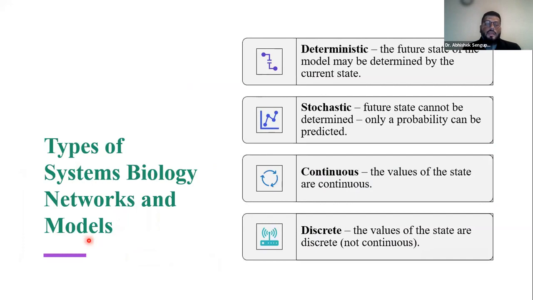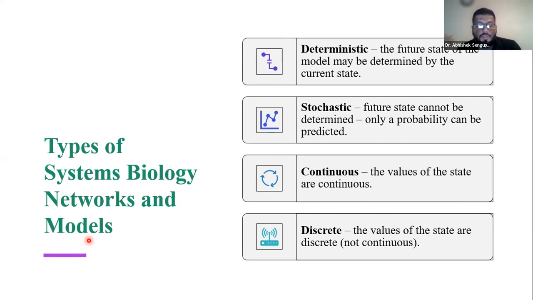we have these types of systems biology networks and models. We have four major types of network models that can be built based on the research needs and the data in hand and the state of a system. The state of a system is a snapshot of the system at a given time that contains enough information to predict the behavior of the system for all future times. So we have these four types.